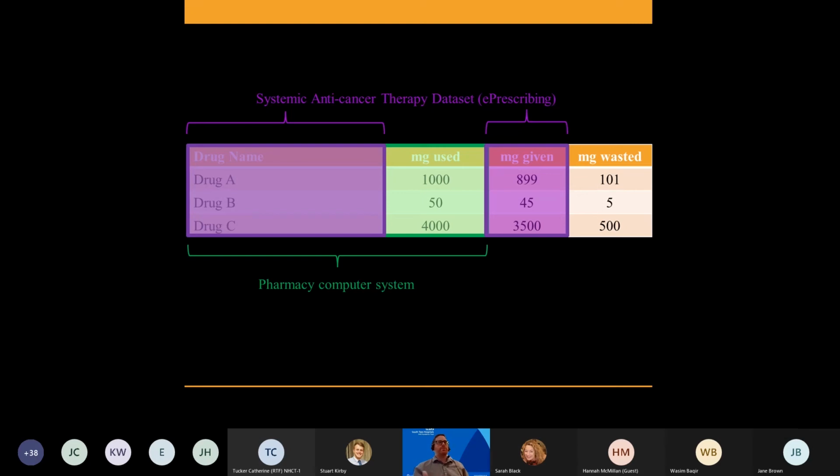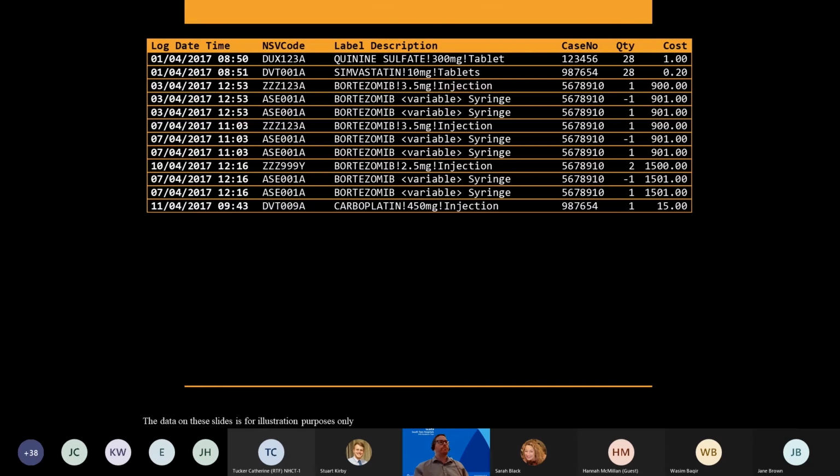It's a data set of 43 fields for every single dose of chemotherapy that's given to a patient, uploaded to Public Health England at the end of the month. So we said the data's there, we just need to get it into the right form.